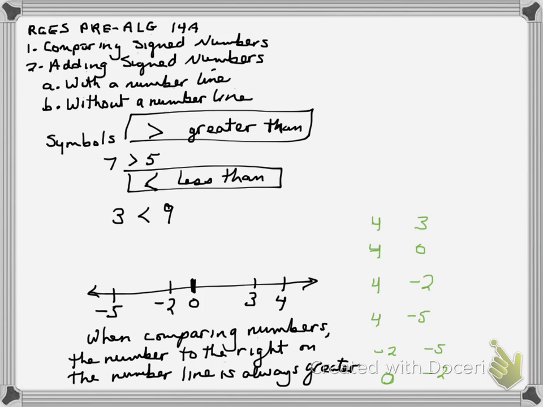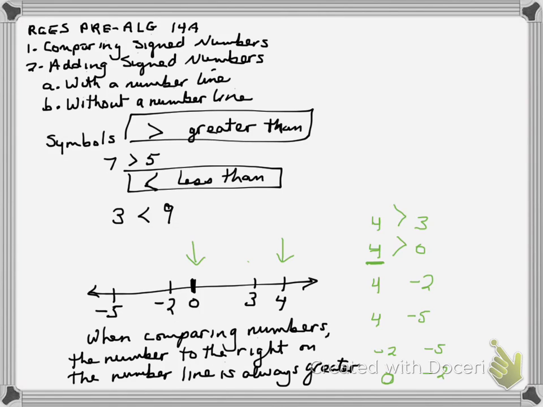So we're going to compare several pairs of numbers here. First off, we're going to compare a 4 and a 3. There's my 4 on the number line. There's my 3 on the number line. And 4 is to the right of 3, so 4 is greater than 3. For the next set, we're going to look at 4 and 0. There's my 4. There's my 0, and we're starting with 4 because we're reading from left to right. Is 4 to the right of 0 on the number line? The answer is yes, so it is greater than.